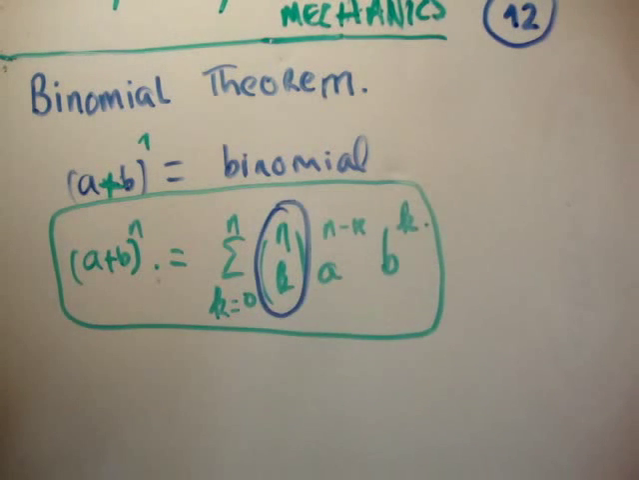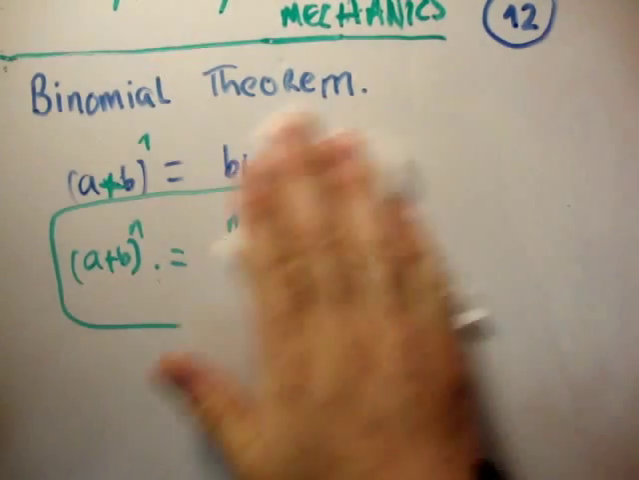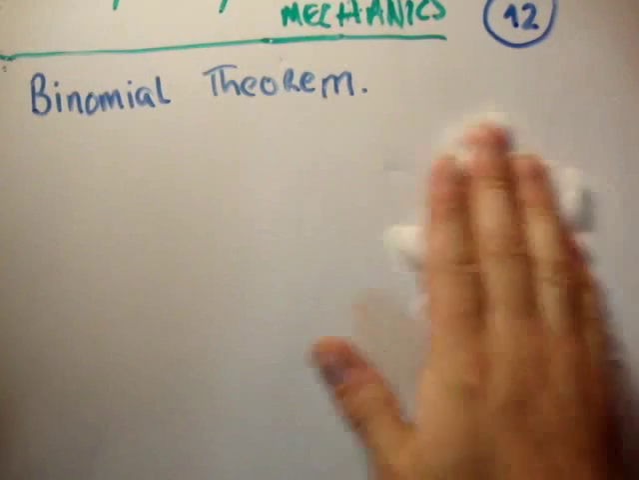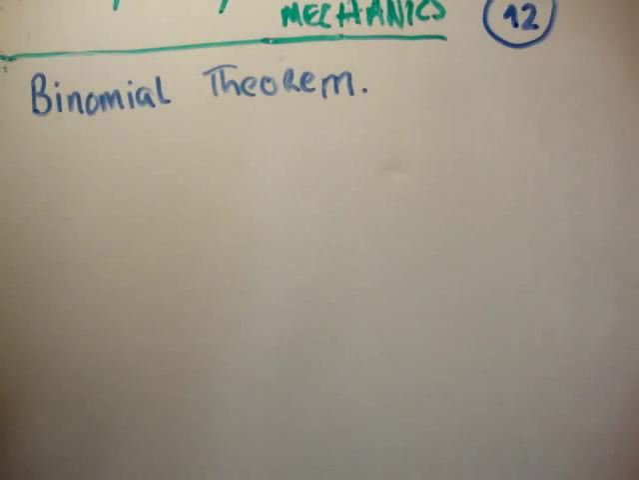What is n choose k? Now, if you've been watching my videos so far on thermal physics, you'll know what n choose k is, because it's a multiplicity function, and we've been using it so many times. But I won't talk about that yet, because I'd like this to be kind of a standalone video. So, like I said, the binomial theorem is used when you multiply binomials together.